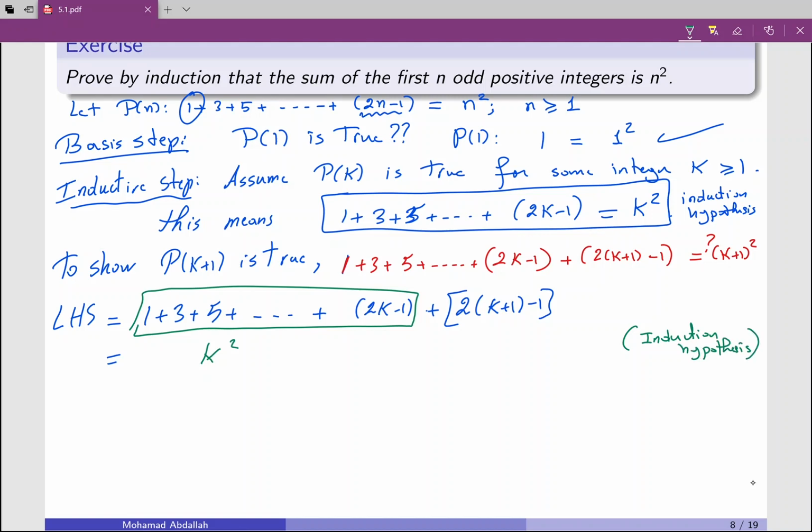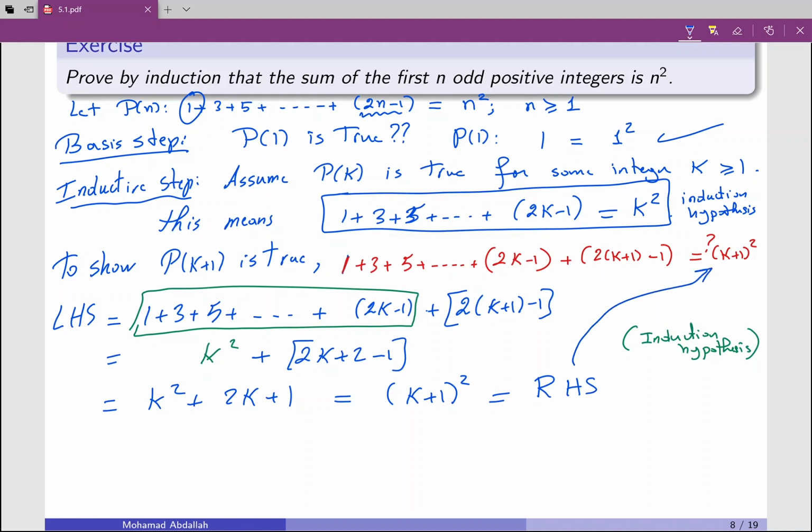So the sum 1 plus 3 up to 2k minus 1 is k squared. I'm not done yet because I still have some left over here. Let me write what this is. This is 2 times k plus 2 minus 1. So basically this is k squared plus 2k plus 1. And the good news is that this can be factored. That's a perfect square. This is k plus 1 squared. And that's the right-hand side. You see it? It's right here. That's what I wanted to show. So the proof is done, and this means what? This means that P of k plus 1 is true.